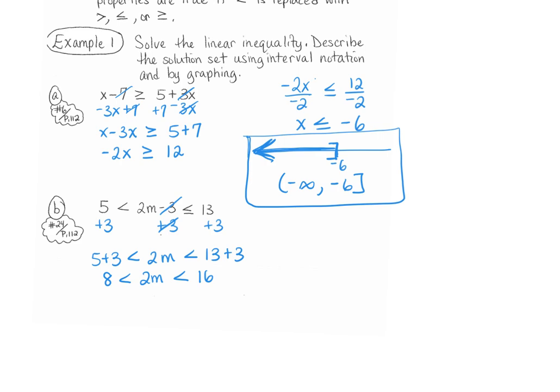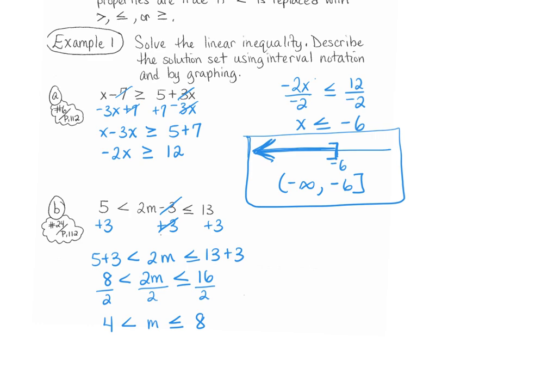Now, we divide each part by 2. 8 over 2 is 4, so we get 4 is less than m, and that is less than or equal to, be careful, 8. So now we have m is between 4 and 8. It cannot be 4, but it can be 8.